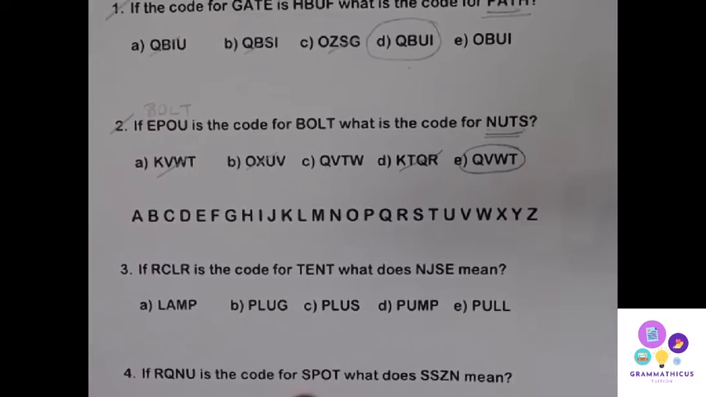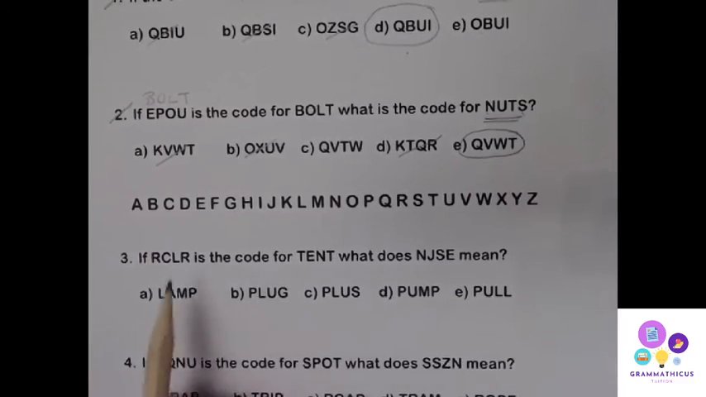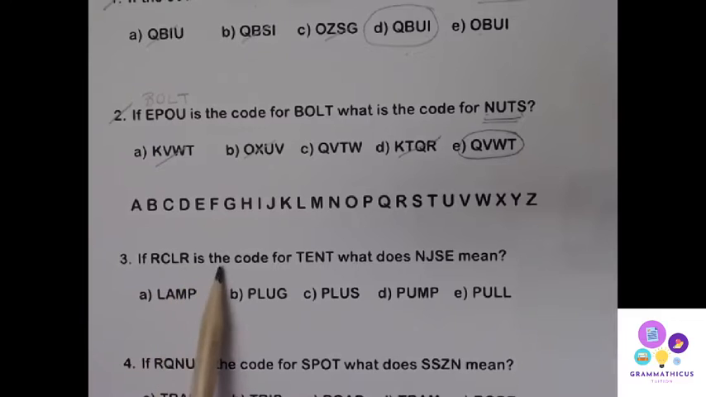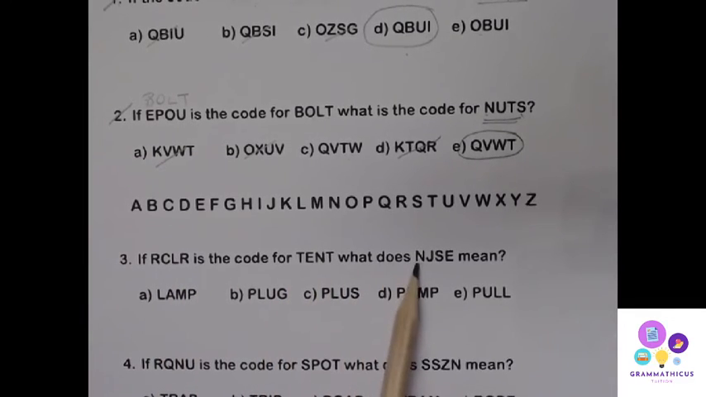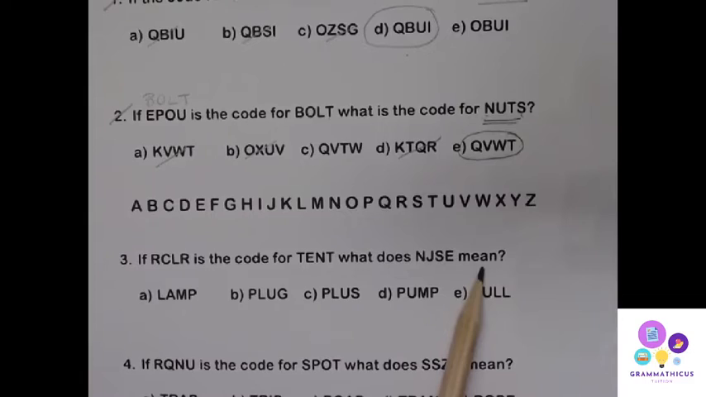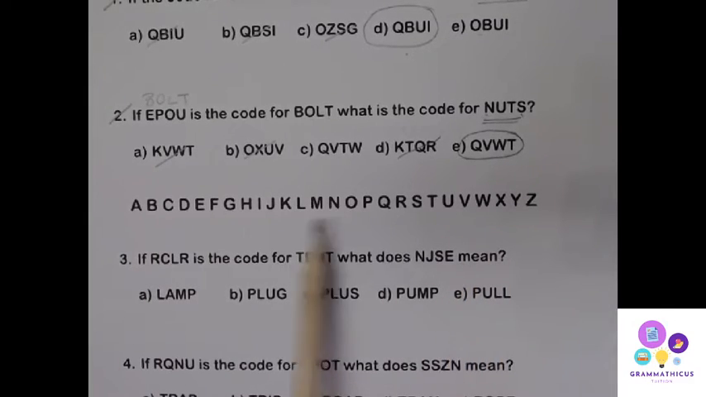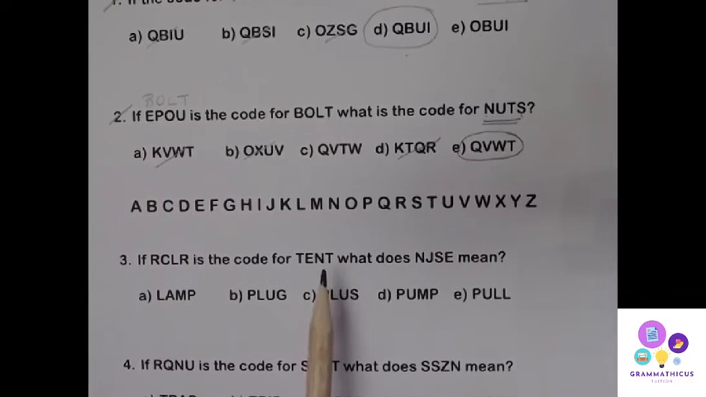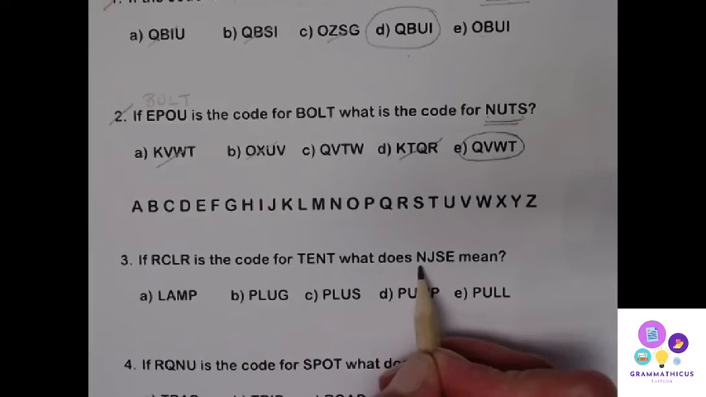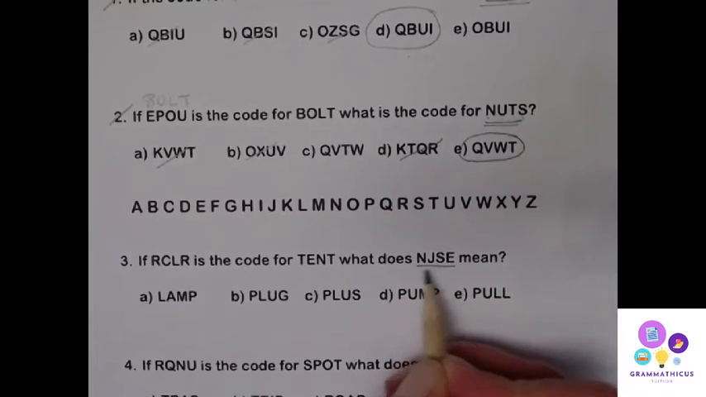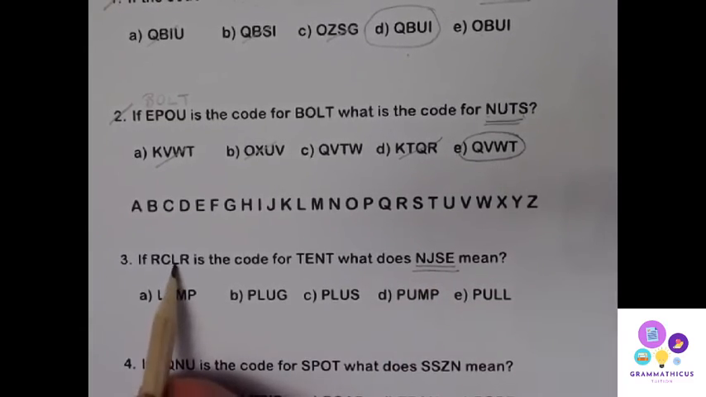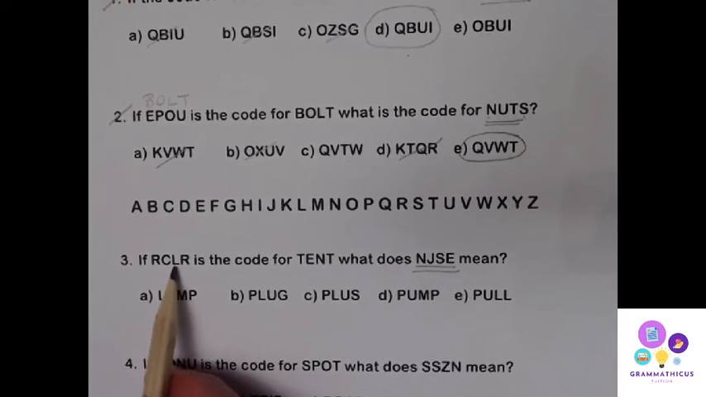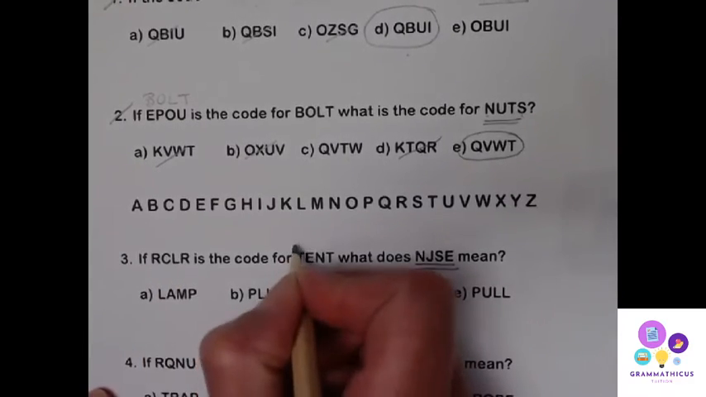Okay, let's have a little look at two more examples. If RCLR is the code for tent, what does NJSE mean? Now this question looks very different to this one. Instead of having to find the code for the word, we're going to have to try and find the word from the code. Now again, we're going to see what we've got written towards the end of the sentence. We've got a code. So this time, rather than moving the word on top of the code, we're going to move the code on top of the word.